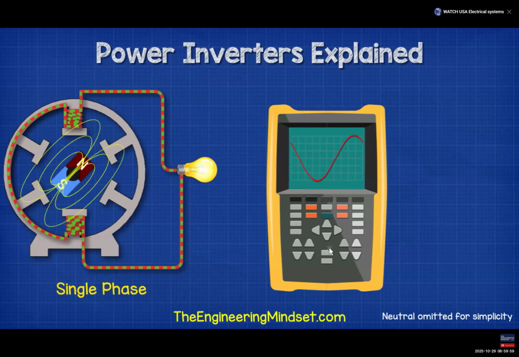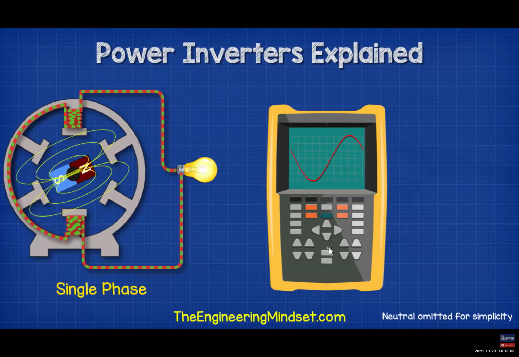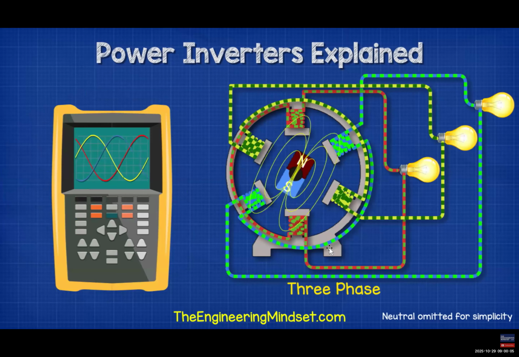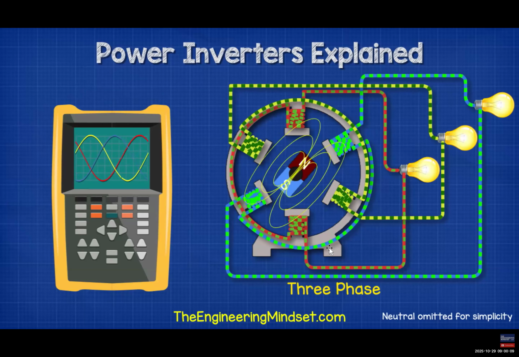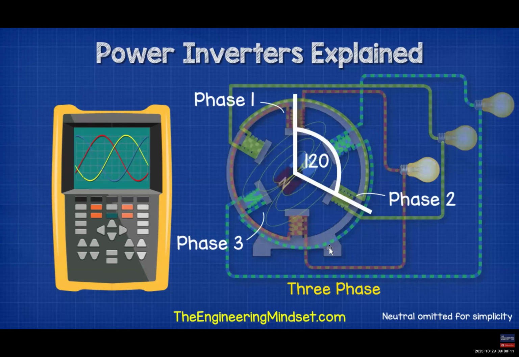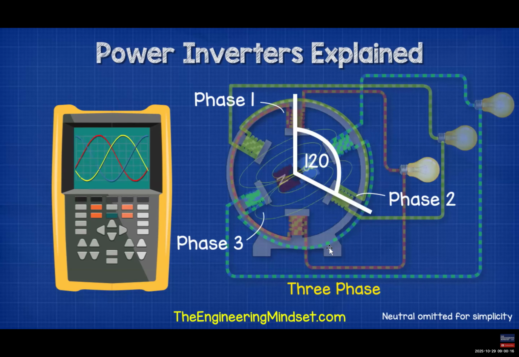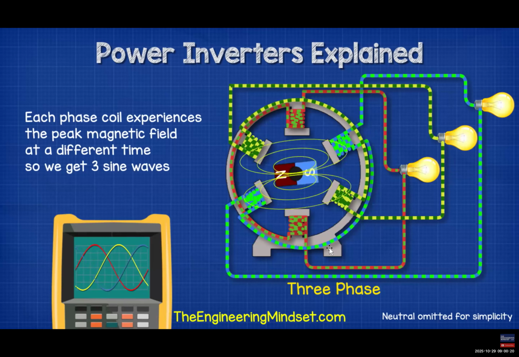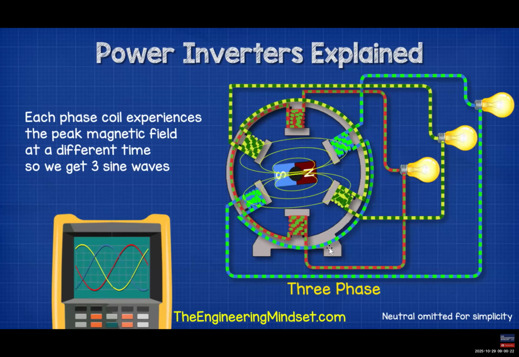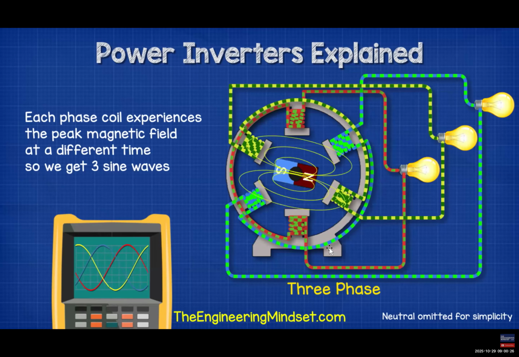With single phase, we have a connection to just a single phase from a generator, so we have just one sine wave. But with three-phase electricity, we have a connection to each of the three phases. The phases are coils of wire which are inserted into the generator 120 degrees apart from the previous. This means the coils experience the peak of the rotating magnetic field at different times. And it's this that gives us our three phases, each with a different sine wave that is slightly out of sync from the previous.